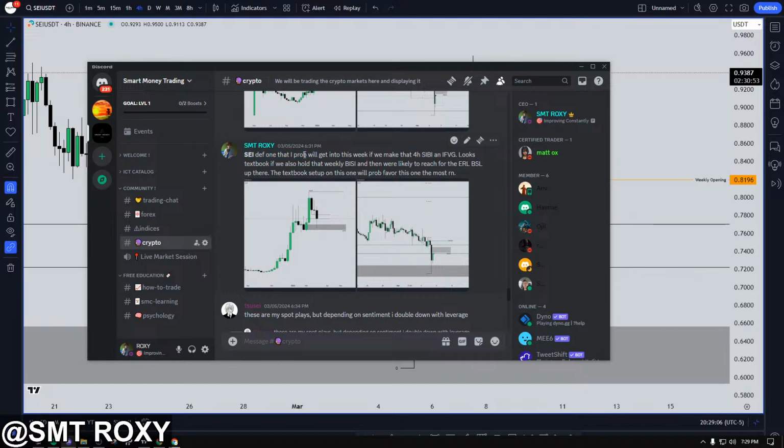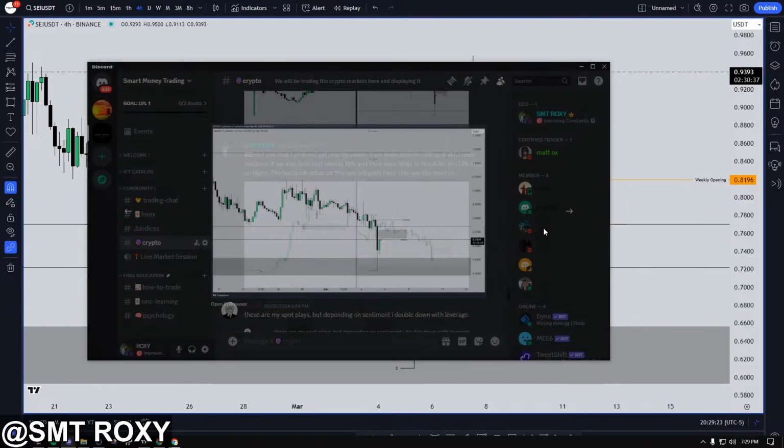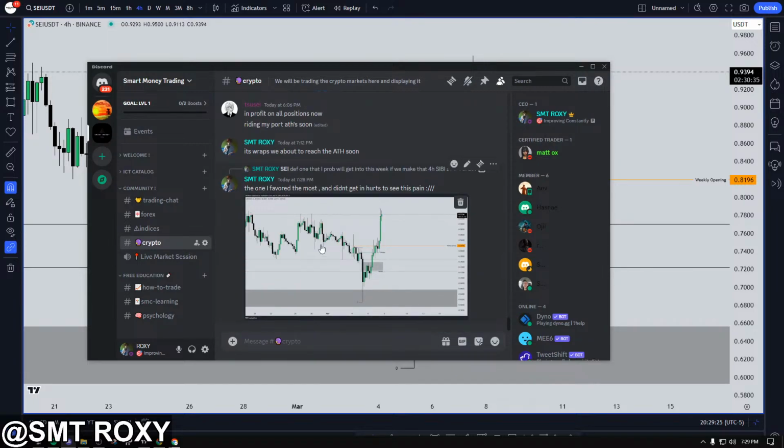SUI depth 1. I'll probably get into this week if we make this buy side, sell side imbalance. 4 hour SIBI into an inversion looks textbook. If we also hold that weekly BISI, and then eventually we're likely to reach the external buy side liquidity up there. Textbook setup, the one I'll probably favor the most right now. Like right now, I favor this. And look at that, jumping.